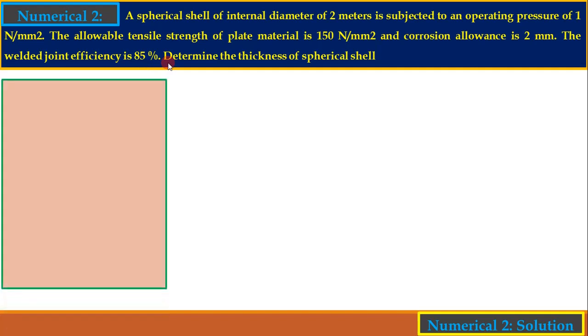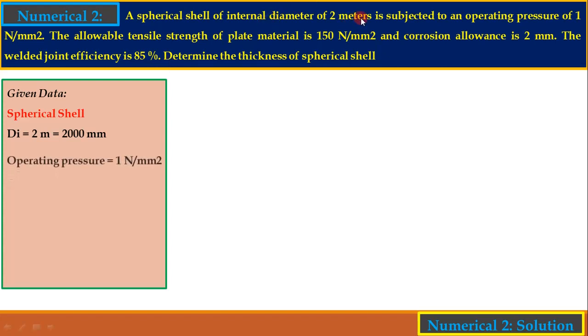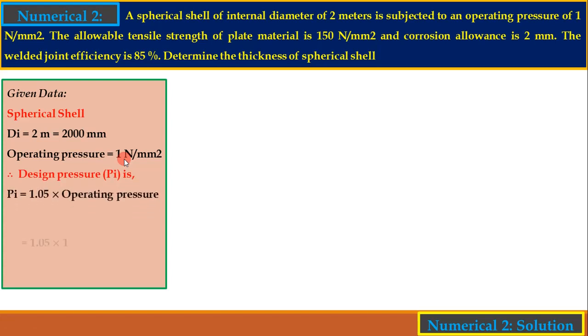Let us first write down the given data. First write down spherical shell. It is not a cylindrical shell, it is a spherical shell. Then the internal diameter di is 2 meters, so convert it into mm. Next, the operating pressure is given as 1 Newton per mm square. Immediately calculate the design pressure. Design pressure is equal to 1.05 into operating pressure. So the design pressure Pi is 1.05 Newton per mm square.